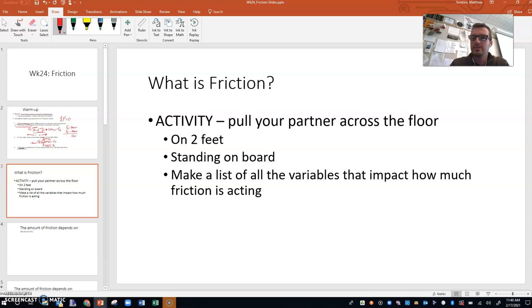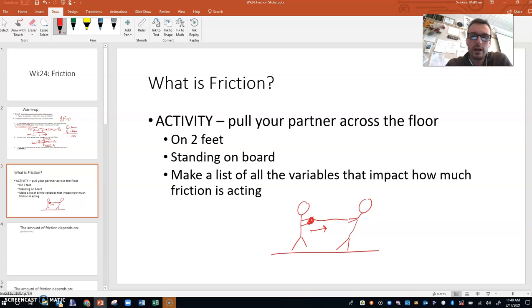So since you're at home, we won't be able to do this, but I want you to imagine doing this, all right? Let's take a partner or a student, and we're going to tie a rope. They're going to hold on to like a little ski rope here. And your job is to pull backwards like this, and you're going to try to pull your partner across the classroom.